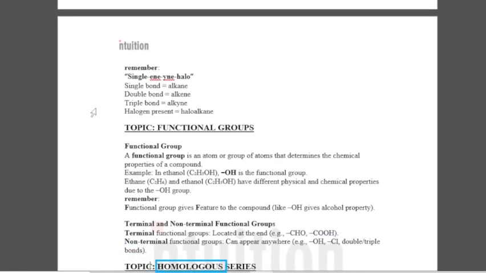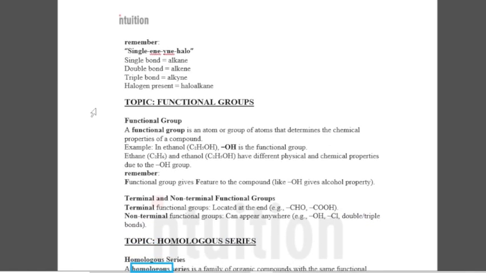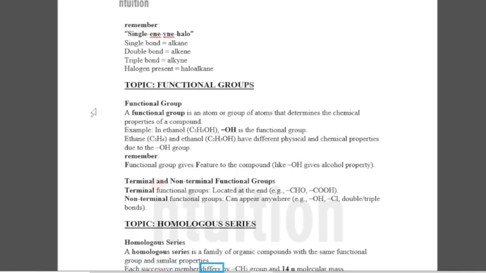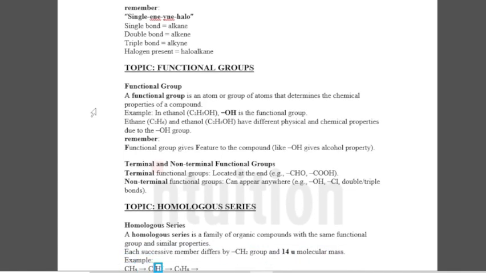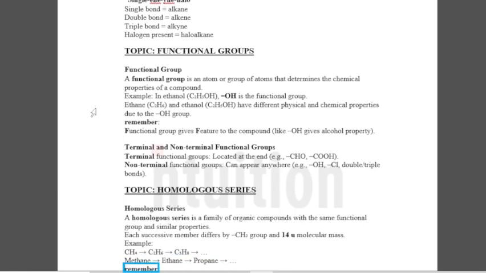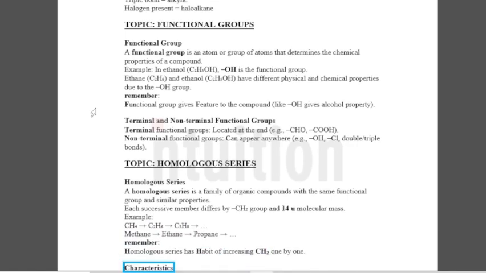Topic: Homologous series. A homologous series is a family of organic compounds with the same functional group and similar properties. Each successive member differs by a CH2 group and 14 u molecular mass. Example: CH4, C2H6, C3H8, methane, ethane, propane. Remember, a homologous series has the habit of increasing CH2 one by one.